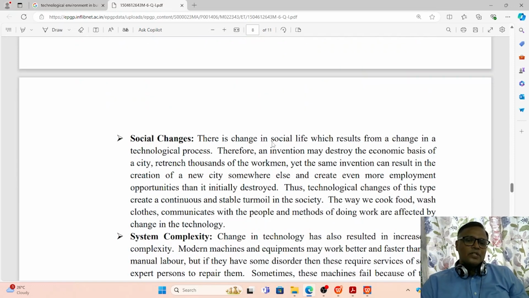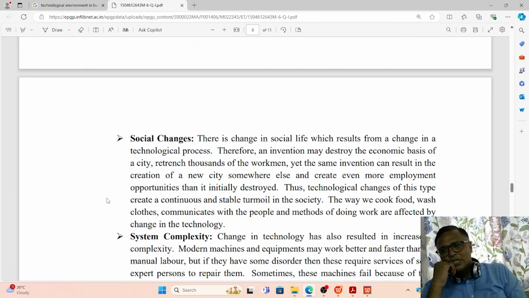Therefore, an intervention or invention may destroy the economic basis of a city and retrench thousands of workmen. Yet, the same invention can result in the creation of a new city somewhere else and create even more employment opportunities than it initially destroyed. Thus, technological changes of this type create a continuous and stable turmoil in the society. Thereby, how we cook food, wash clothes, communicate, and the methods of doing work are affected by the change in the technology.